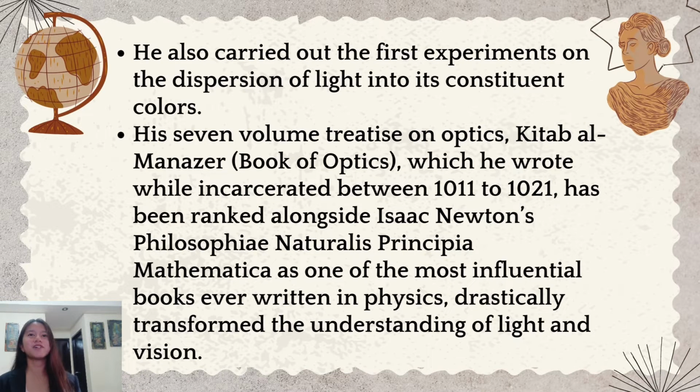His 7-volume treatise on optics, Kitab al-Manazir or Book of Optics, which he wrote while incarcerated between 1011 and 1021, has been ranked alongside Isaac Newton's Philosophiae Naturalis Principia Mathematica as one of the most influential books ever written in physics. It drastically transformed the understanding of light and vision.